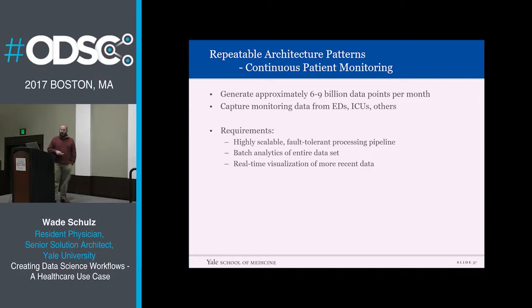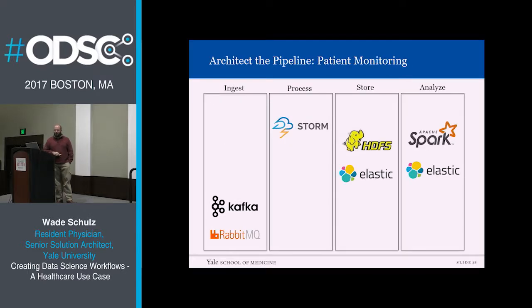The biggest data stream that we currently have, and again, just going to go through the architecture of this quickly, is our continuous patient monitoring. For this data stream, we actually generate about 6 to 9 billion data points per month from all of our monitoring devices in our ERs and ICUs across our entire health system. For these, we needed something that was highly scalable, something that supported batch and real-time analytics. And when we looked at the tools that we chose, again, it's a lot of overlap, but one key unique one, which was Storm.